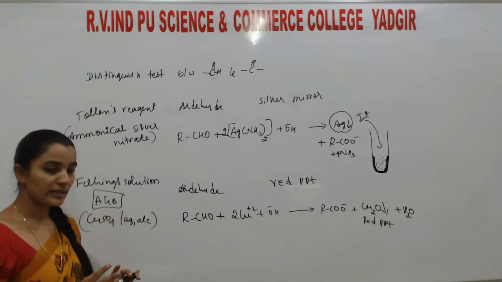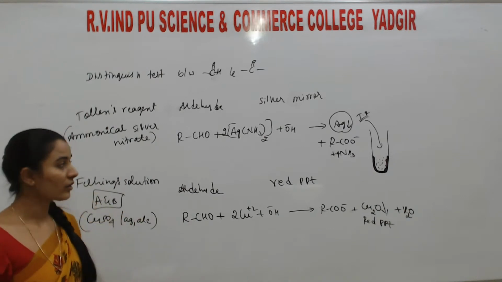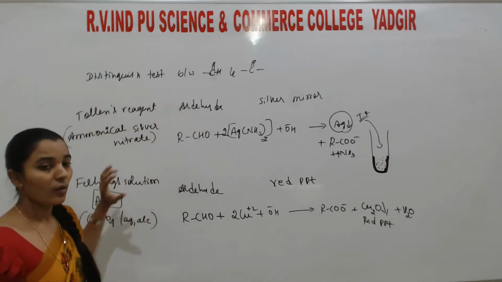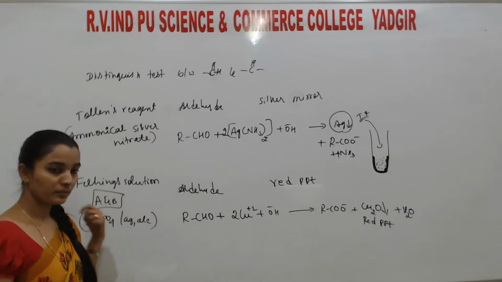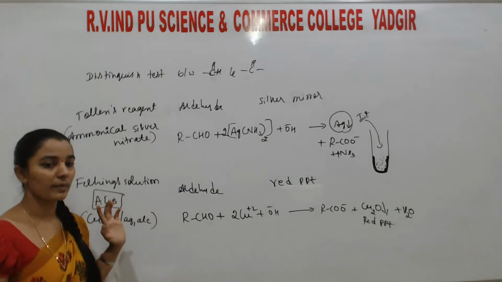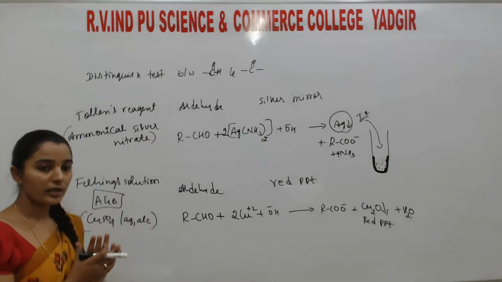So this is the only distinguishing test. They will ask one question: what is Tollens reagent? What is Fehling's solution? It is important in the lab as well as in exams. So this is all about aldehydes and ketones.